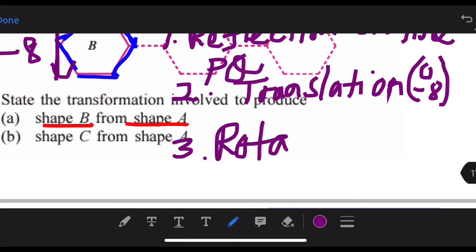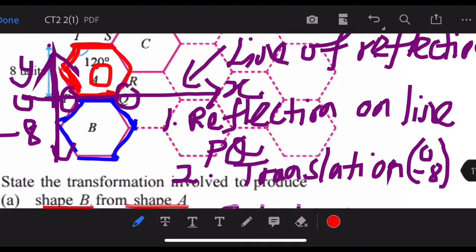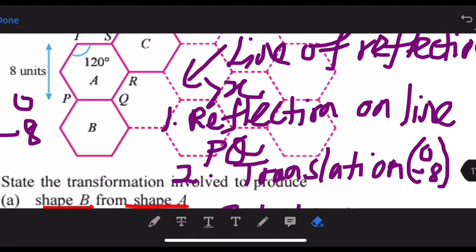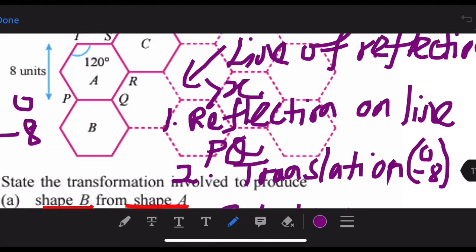Rotation also can be accepted. So if we rotate, where is the point of rotation? Let's try to show how we rotate A to B. So A is the object. Let's say for this line, we are going to rotate this line. Okay, this line.